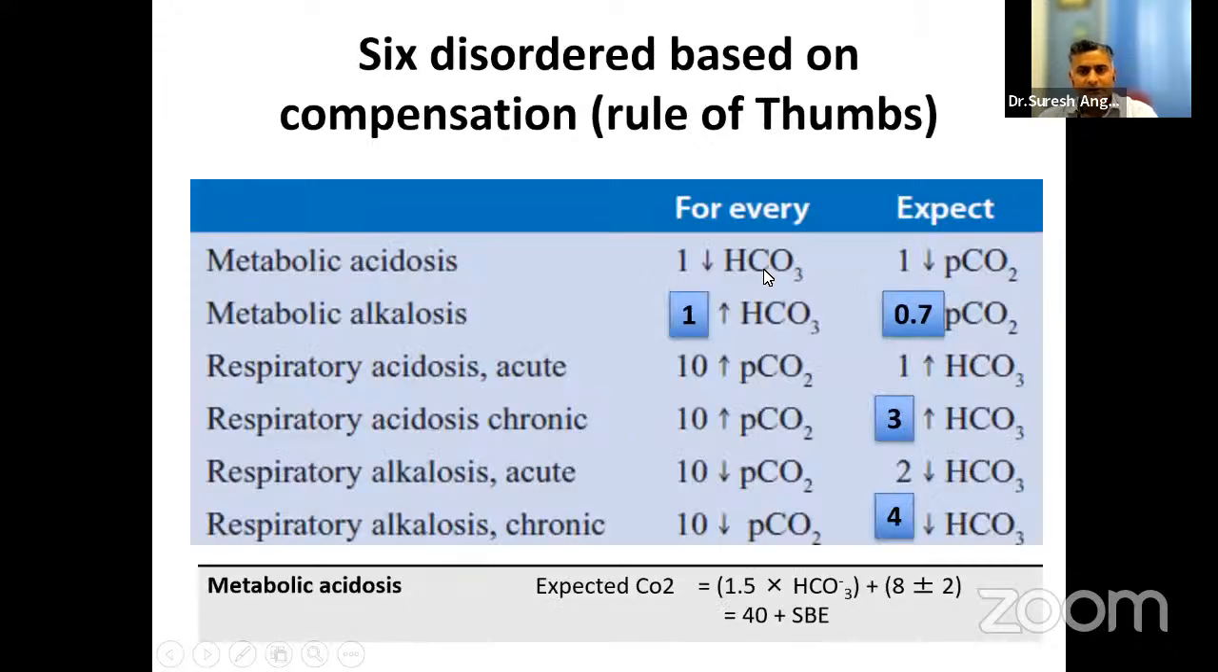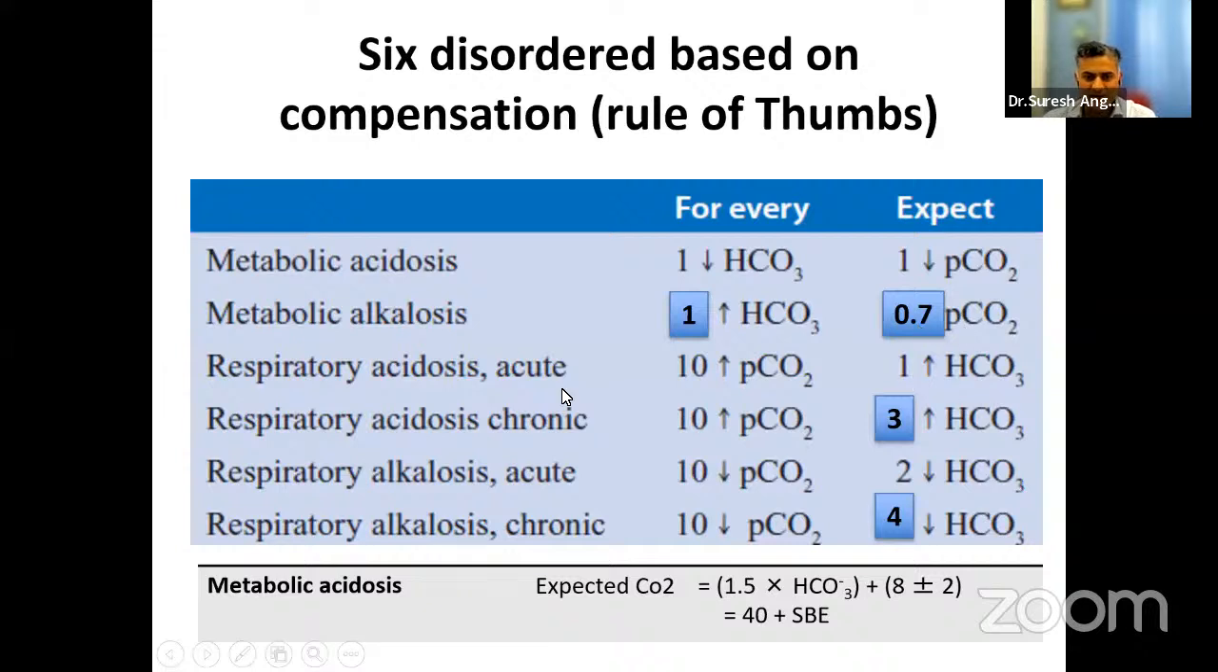So the next is compensation, how the compensation takes place. For metabolic processes, the compensation is by the lung or alteration in CO2, and for the respiratory processes, the compensation is by the kidneys by increase or decrease in bicarbonate. So for metabolic acidosis, for every 1 decrease in bicarbonate, there is a 1 decrease in PCO2. For metabolic alkalosis, for every 1 increase in bicarbonate, there is a 0.7 increase in PCO2.